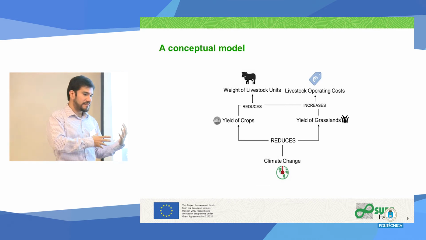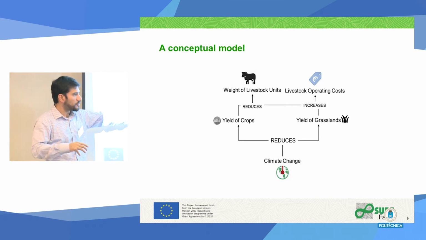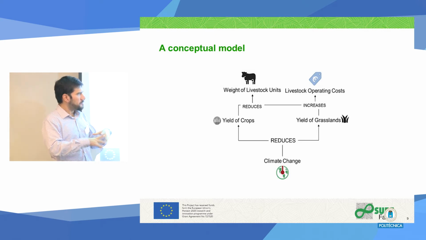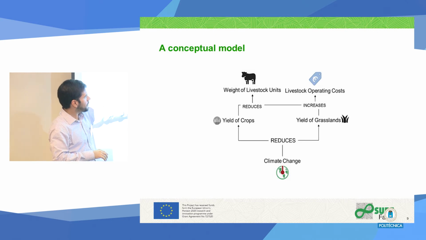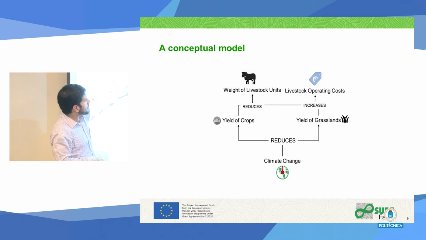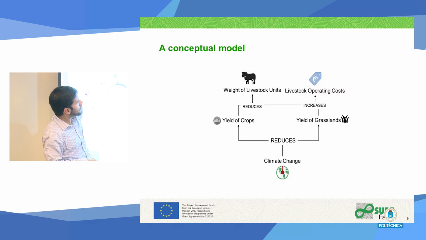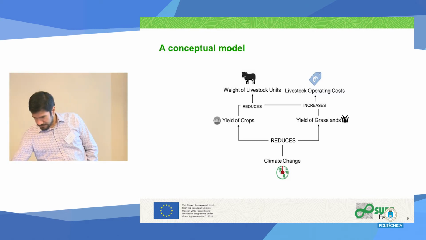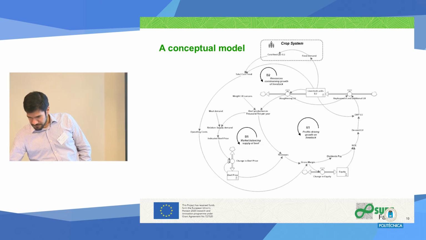We decided that the disturbance or shock that we want to include in the model is climate change. And we will take a very simplified view of it. We will just reduce the yields of crops and the yields of grassland. And of course, this will result in less weight for livestock units and higher operational costs. We know that climate change might also have other effects on the animals themselves, but we didn't look at those issues.